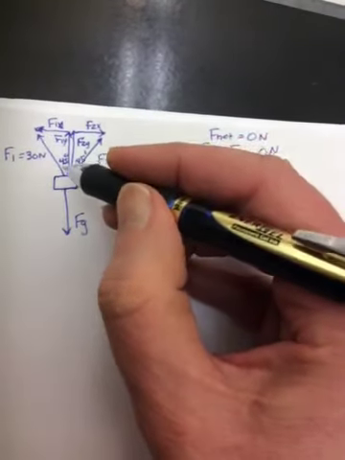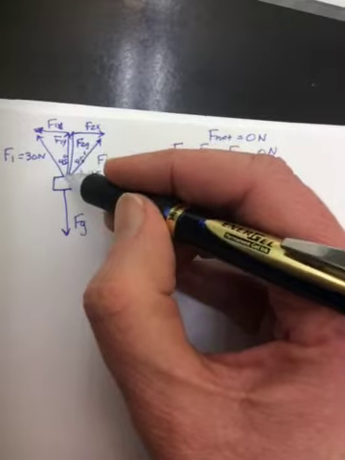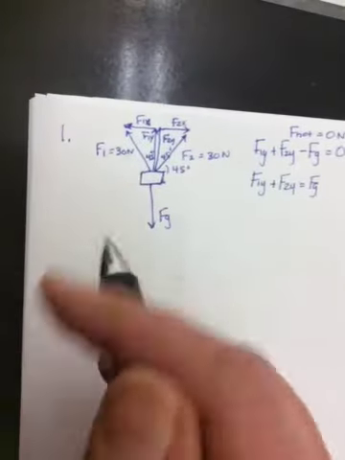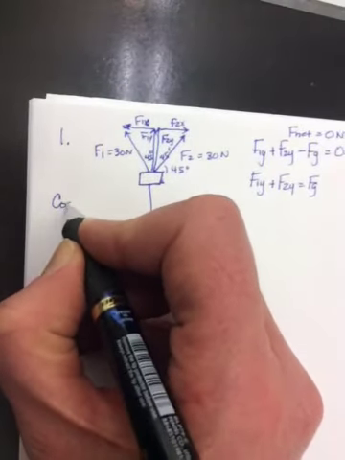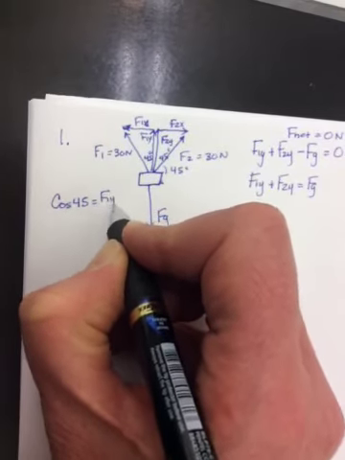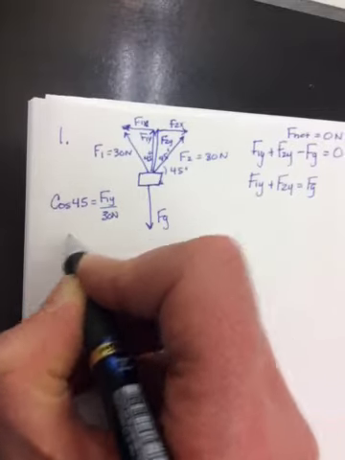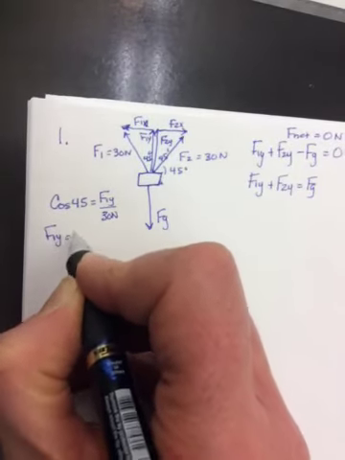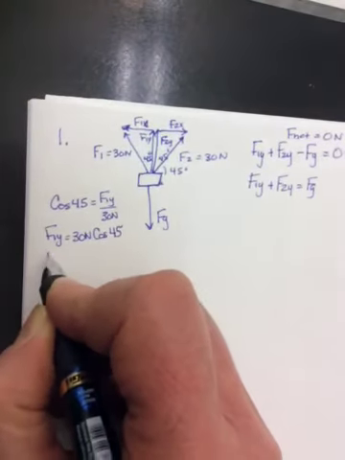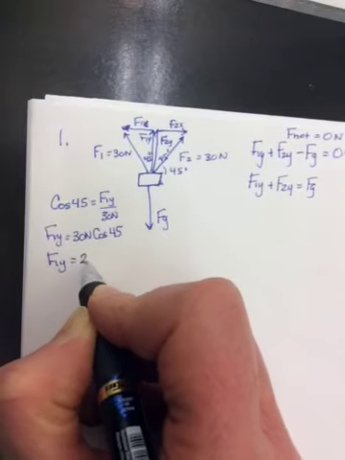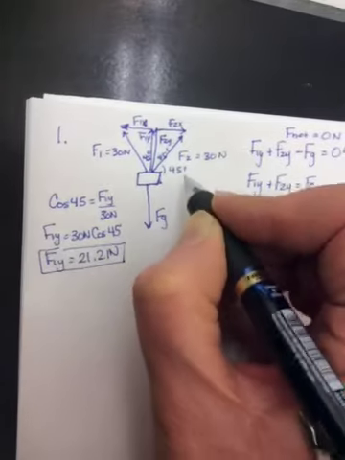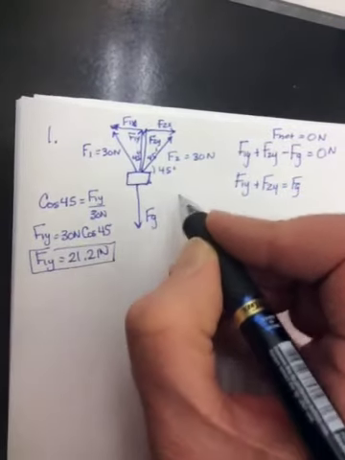So what is F1y? Well, if we look at the right angle triangle, we see that it's the adjacent side. We have the hypotenuse, we have the angle, so we could use cosine to find it. So cos of 45 would be equal to F1y over 30 newtons. So F1y would be equal to 30 newtons times the cos of 45. When you do this in your calculator, you should get 21.21 newtons.